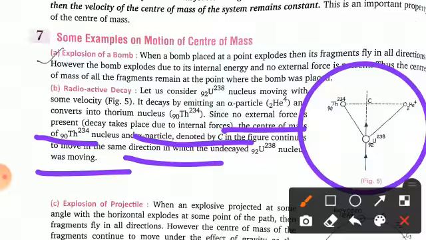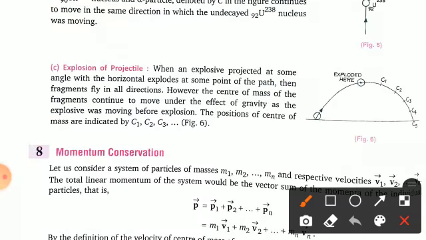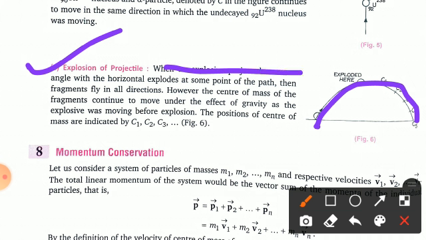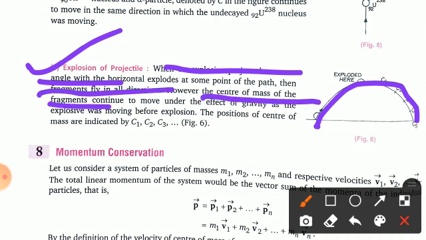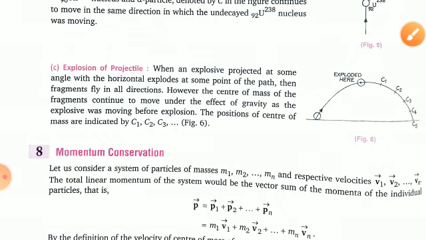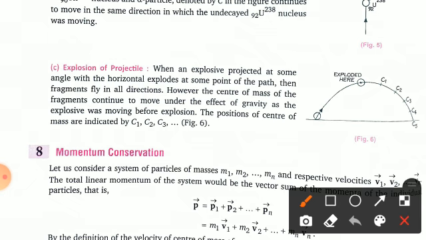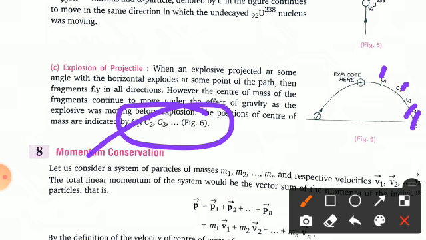Fine. Now you can see here, this is the last one, explosion of a projectile. I hope you are familiar with projectile motion. This is your first chapter of the book. When an explosive is projected at some angle with the horizontal and explodes at some point of the path, the fragments fly in all directions. However, the center of mass of the fragments continues to move under the effect of gravity. Clear? As the explosive was moving before the explosion, the position of the center of mass was indicated by C1, C2, C3, C4. This is the position of the center of mass.